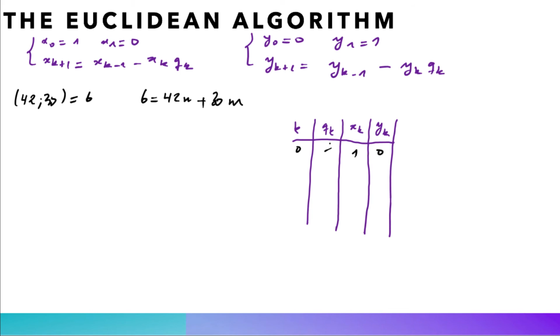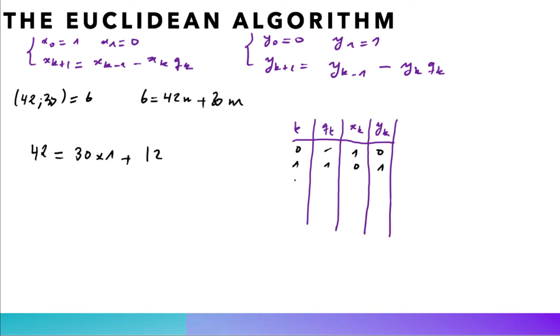Now in order to compute q1, all we have to do is to divide 42 by 30, which gives 42 is equal to 30 times 1 plus 12, which means that q1 is equal to 1. So for k equals 1, we have q1 which is equal to 1, and we have x1 which is equal to 0, and y1 which is equal to 1. And I derive this from the definition of x_k and y_k.